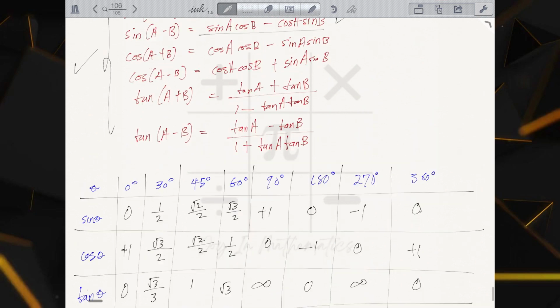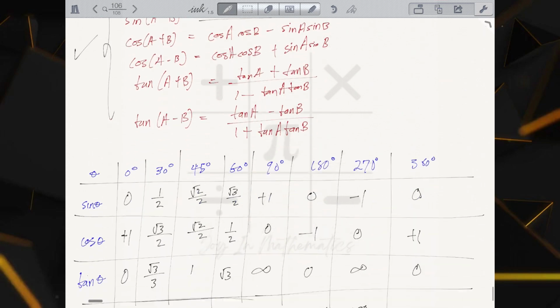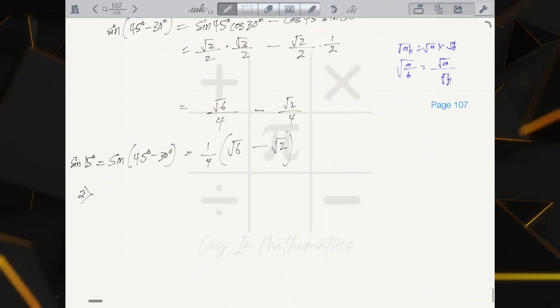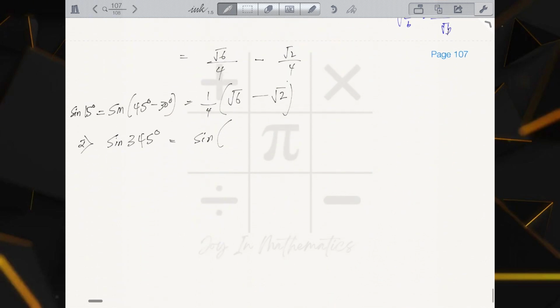Question number 2 says we should simplify sine 345 degrees. Now let's look at the special angles table. What do we add together to get 345, and what do we subtract from what to get 345? To get this, we subtract 15 from 360 degrees. So we'll have 360 degrees minus 15 degrees.